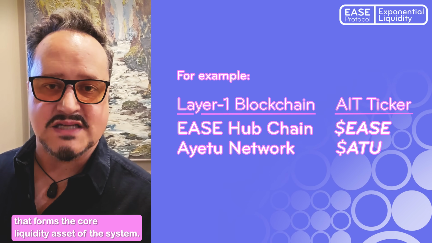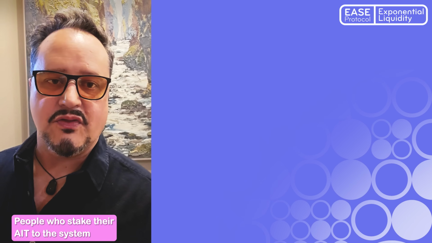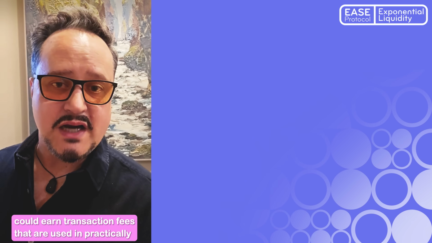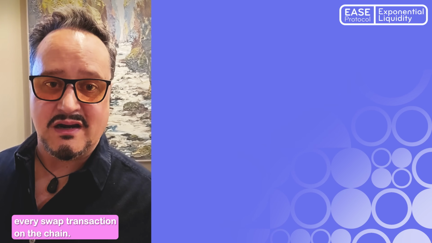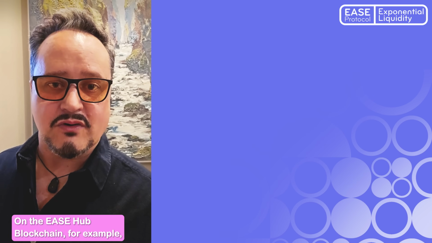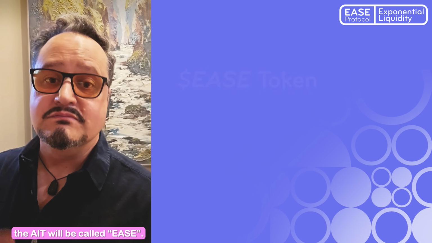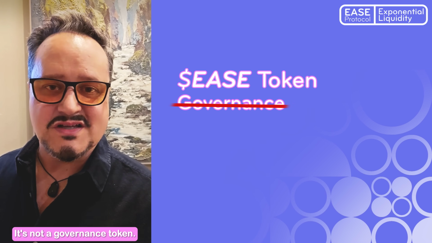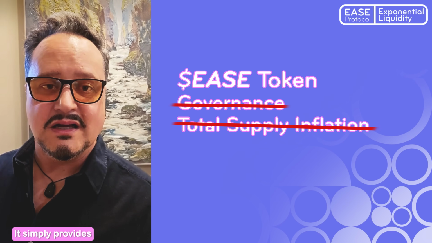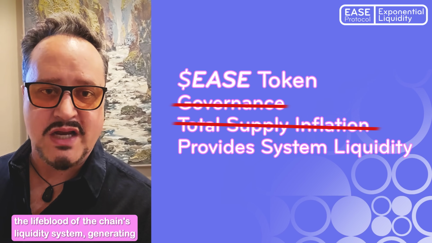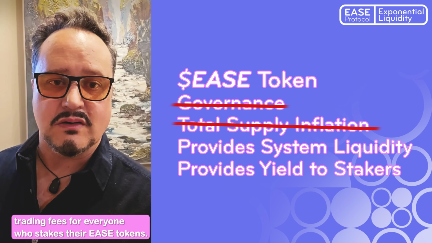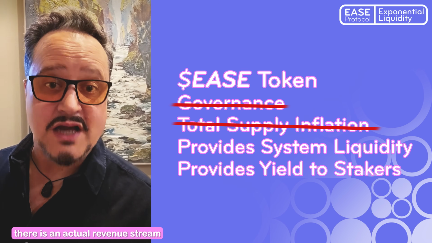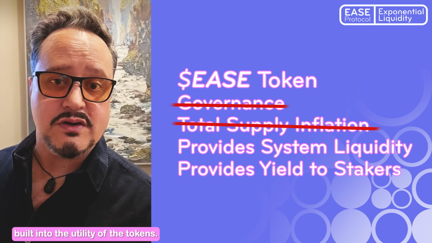Now, every EASE protocol-based layer 1 blockchain can have its own atomic intermediate token that forms the core liquidity asset of the system. People who stake their AIT to the system can earn transaction fees that are used in practically every swap transaction on the chain. On the EASE Hub blockchain, for example, the AIT will be called EASE. It's not a governance token. There's no inflation. It simply provides the lifeblood of the chain's liquidity system, generating trading fees for everyone who stakes their EASE tokens. In other words, there's an actual revenue stream built into the utility of the tokens.